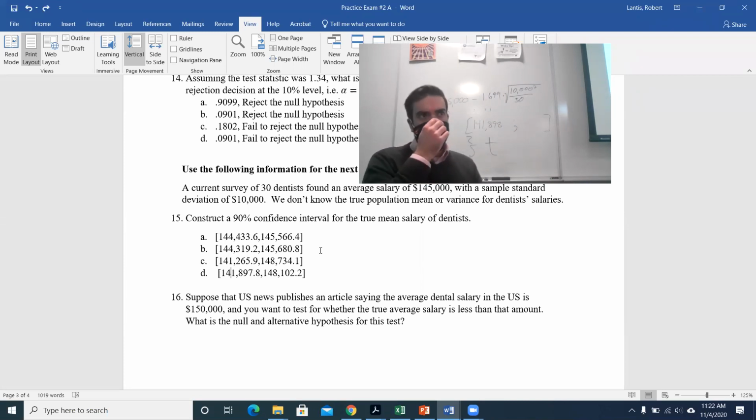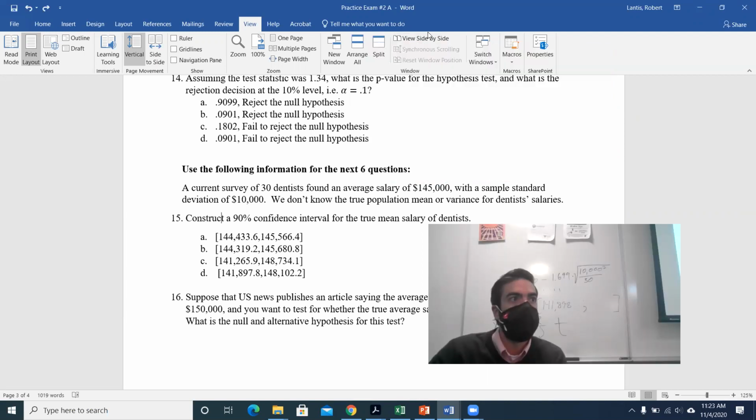Any questions on that? We'll keep moving. T-tables, right? Yep, we use the T-table because we didn't have a population variance there. Yep. Okay.